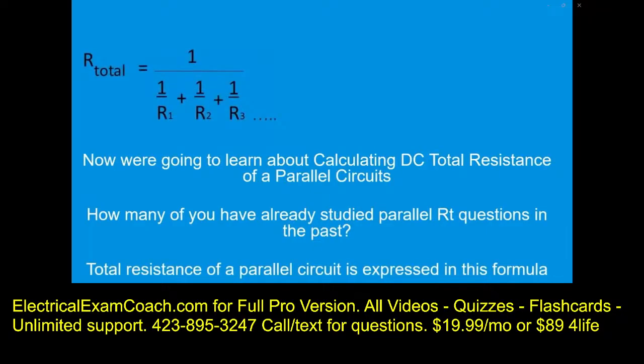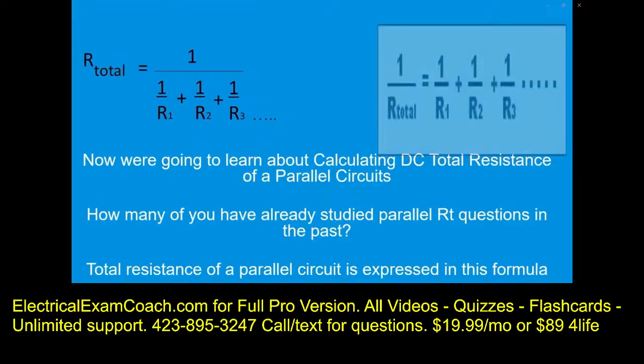R total is equal to the reciprocal of R1 plus the reciprocal of R2 plus the reciprocal of R3, and so on and so forth. To get the reciprocal of a number, you just divide that number into 1. What we're going to do is first get the reciprocal of each resistor, then take the reciprocal of that number, and that is going to give us the resistance total.